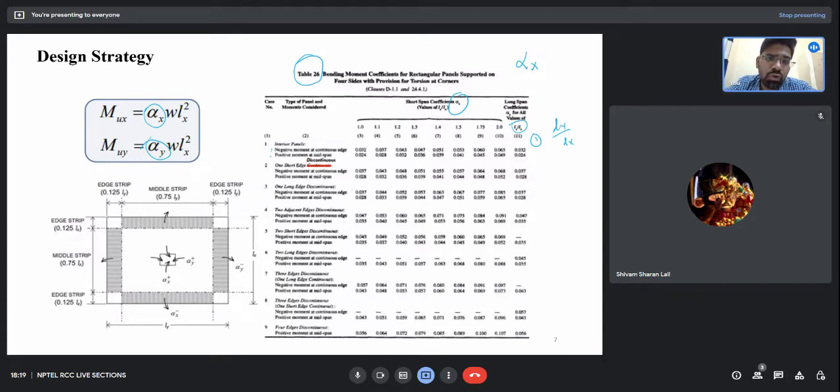Now based upon these 2 points which I have told you to remember, can you answer me why these values are not specified for the fifth case? Let's first talk about the fifth case. Why is the alpha y coefficient not specified for the case where the two short edges are discontinuous? For example, if I take this diagram, there is a slab like this, the long edges are continuous, but my short edges are discontinuous. So why is alpha y not defined for the fifth case? Did you understand what I am trying to say?